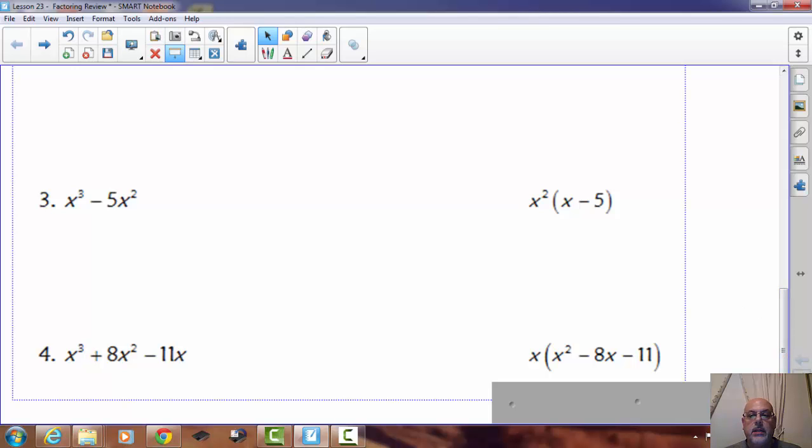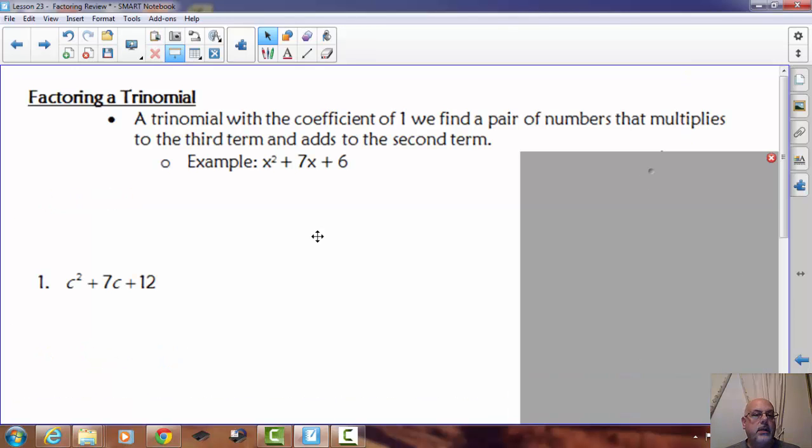So let's take a look at some trinomial factoring. When we factor a trinomial with a coefficient of 1 in front of the squared term, we're looking to find 2 numbers that multiply to the third term and add to the second. So you could list out all the factors of 6. They're both positive, by the way, because the 6 and the middle term are both positive.